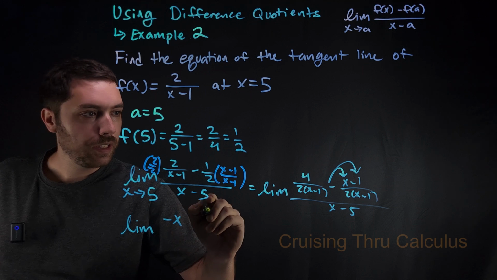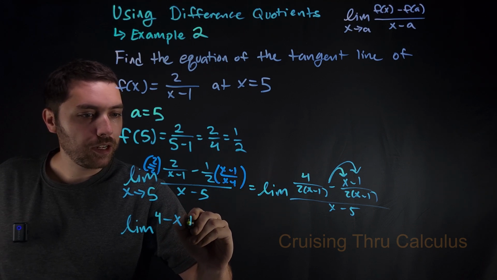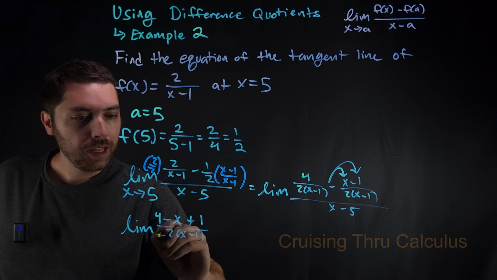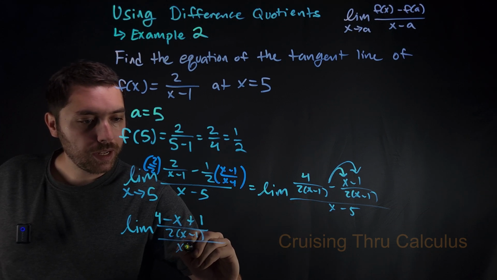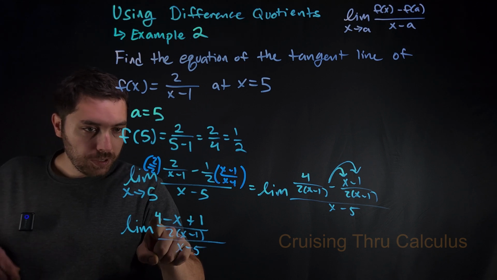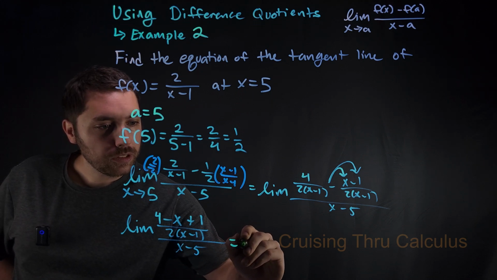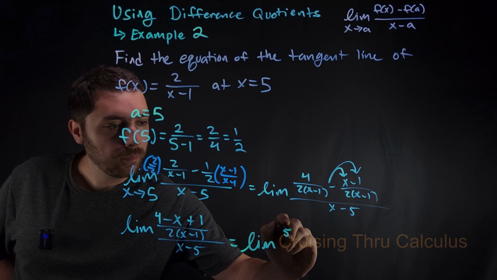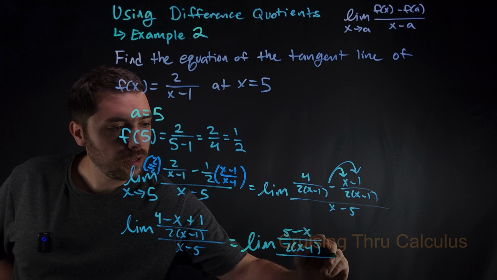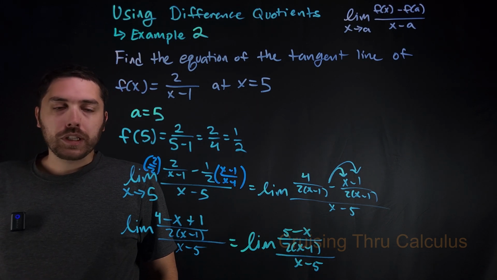Negative x, let's see here, we actually have a 4 at the beginning, don't we? And then a negative x, and then a plus 1. That's over 2 times x minus 1. And then all of that is over x minus 5, like that. All right, this is good because look up here, I have a 4 and a plus 1. So that will turn into 5 minus x over 2 x minus 1 all over x minus 5. All right, this is good actually.